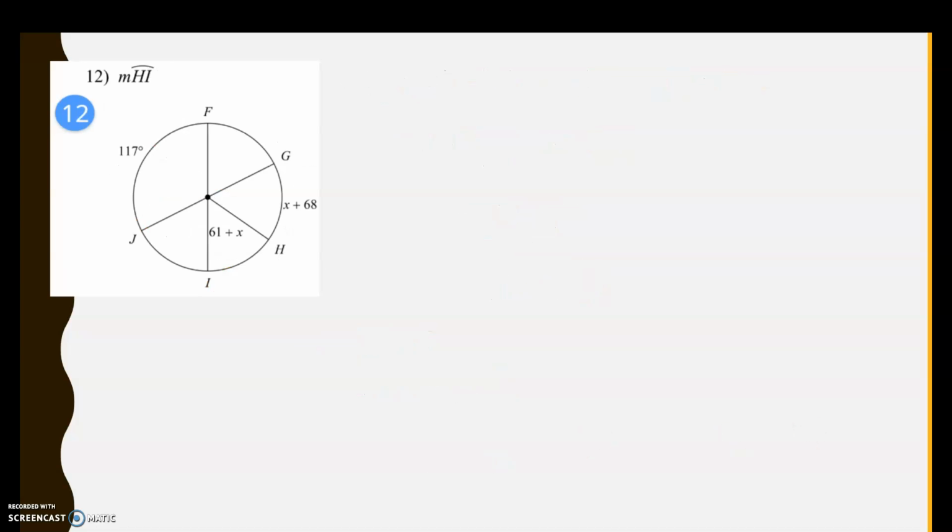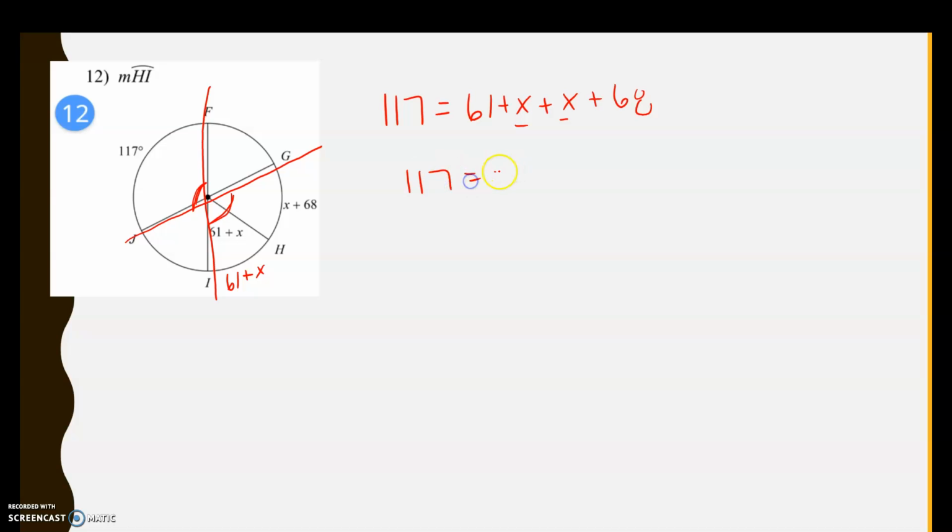Number 12, the measure of arc HI. Okay, well, before I do that, let's figure out what my value of x is. If I cross these two, I can see that these are vertical angles. So here I have 61 plus x, which means their arcs, these two together combined are going to be the same as this. So I'm going to have 117 is equal to 61 plus x plus 68. So I'm going to get 2x. 117 is equal to 2x plus 129.